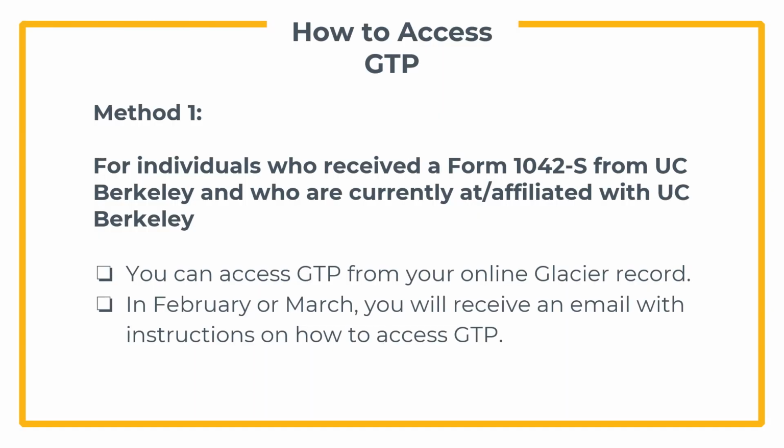There are two ways to access GTP. Method 1 is for anyone who received a Form 1042-S from UC Berkeley and who is currently at or affiliated with UC Berkeley. You can access GTP from your online Glacier record. In February or March, you will receive an email with instructions on how to access GTP.